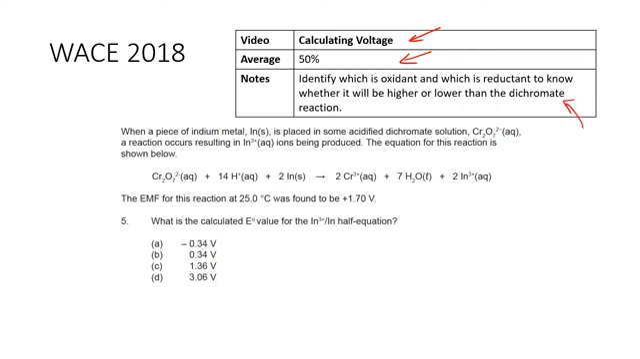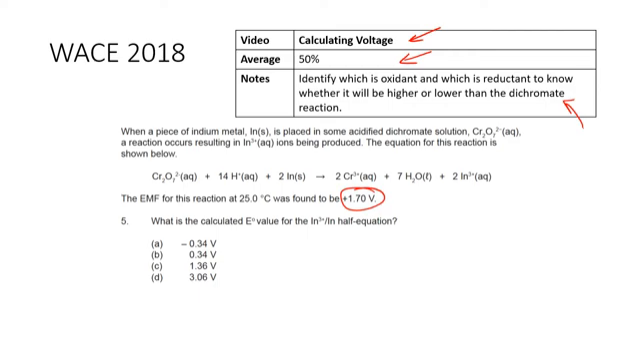Right, so when a piece of indium metal, In, is placed in some acidified dichromate solution, a reaction occurs resulting in In3+ ions being produced. The equation for this reaction is shown there. The EMF of this reaction at 25 degrees Celsius is found to be 1.70 volts. It just means it's at standard conditions. So you've got 1.7 volts being created from the redox reaction here.